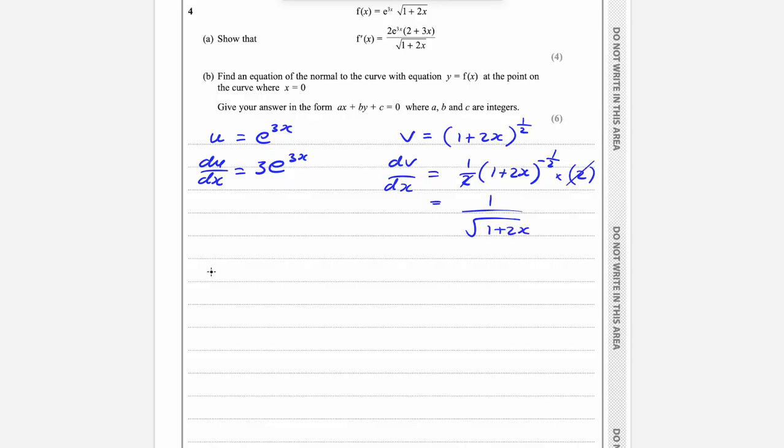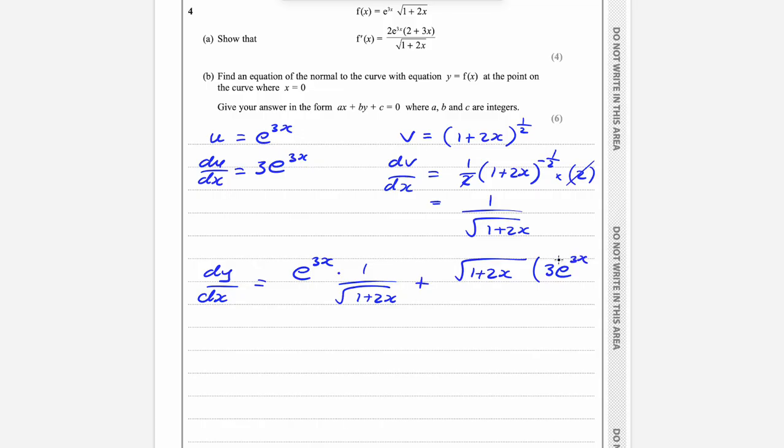Okay, dy dx is then equal to, product rule, guys, u times dv dx, that's e to the 3x, times 1 over the square root of 1 plus 2x. That's u times dv dx plus v times du dx. So v, I'm just going to turn it back into 1 plus the square root of 1 plus 2x. v times du dx, that would be this times 3e to the 3x.